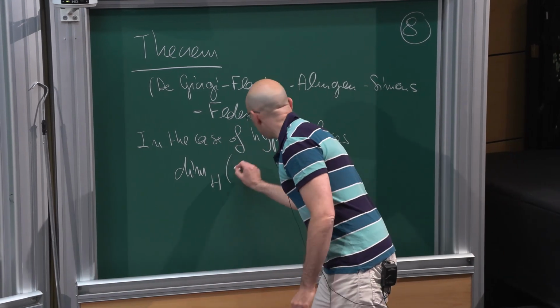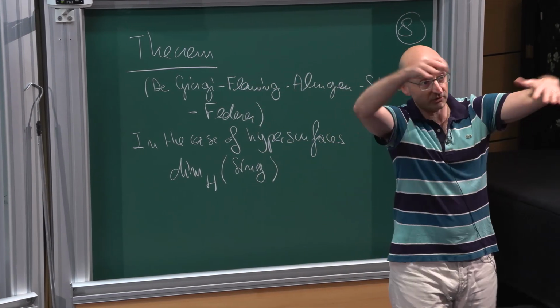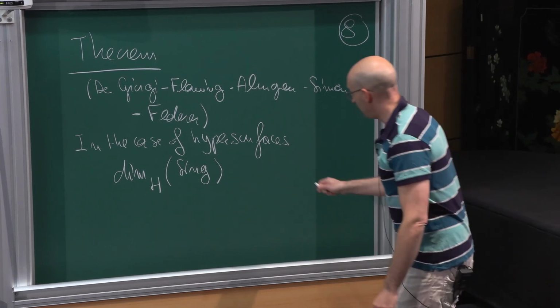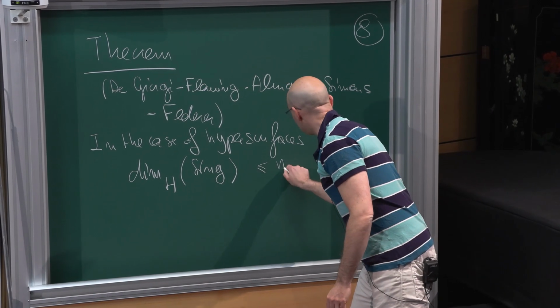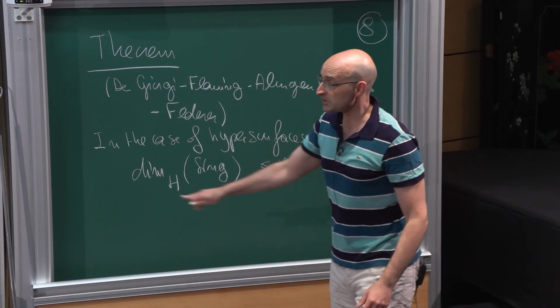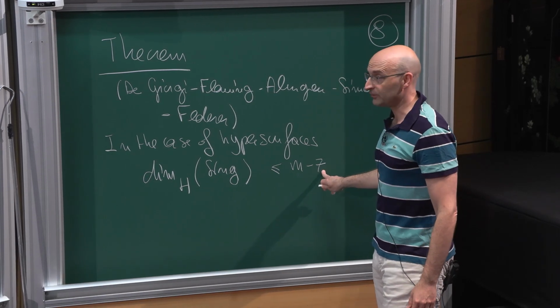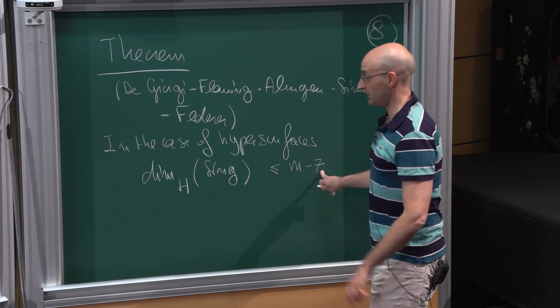So the dimension of the singularity, and I'm talking about the interior singularity, so I'm not discussing what actually happens at the boundary, is at most m minus 7, okay? And m is the dimension of the surface. So this matches that example because in that example the dimension is 7 minus 7, 0, and the singular set is just a single point.